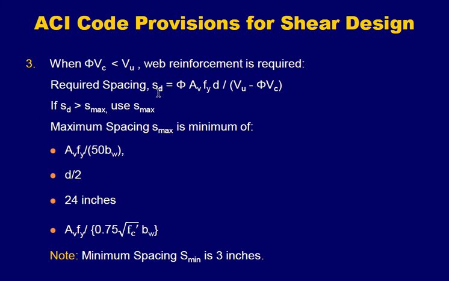If this Sd is greater than Smax, then use Smax. And you know the formula for Smax. It says that if your Sd is 15 inches and the least value from these four is 12 inches, do not provide 15 inches, provide 12 inches. The minimum spacing is 3 inches. It cannot be chosen as less than 3 inches. You cannot provide stirrups at 2.5 inches or anything like that, because of many issues, and the important one is workability.